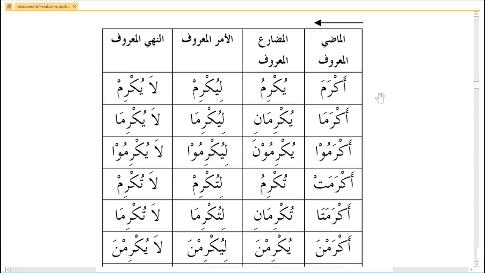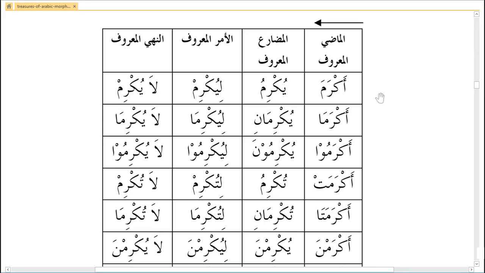Sometimes you might hear ulama talking about this being from the Babi If'al. And one khasiyat of the Bab is that you make someone else do something. For example, I gave you the example, dakhala, he entered. If you say adkhala, someone else entered. If you say adkhaltu, I made someone enter.